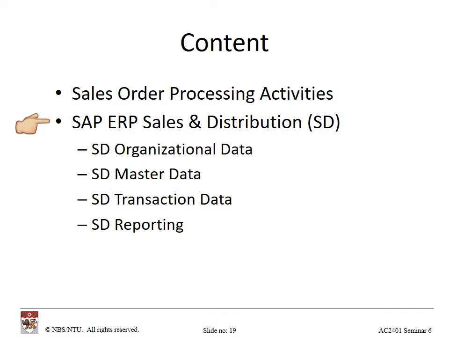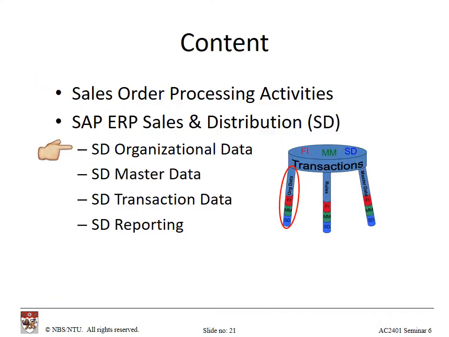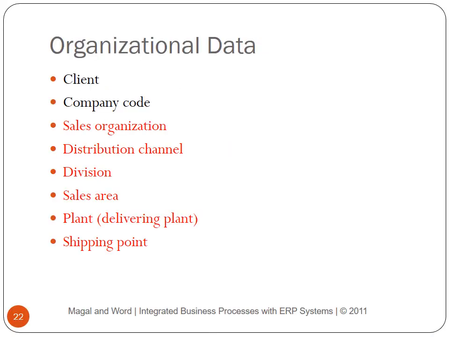Next, we shall move into SAP SD. We have covered financial accounting, or FI, and will be covering the SD module. Since sales of goods involves inventory, we shall also be touching on the material management or MM module. Let's look at what is organizational data for the SD module. Organizational data comprises structural items like the client, company code, sales organization, plant, and shipping point.